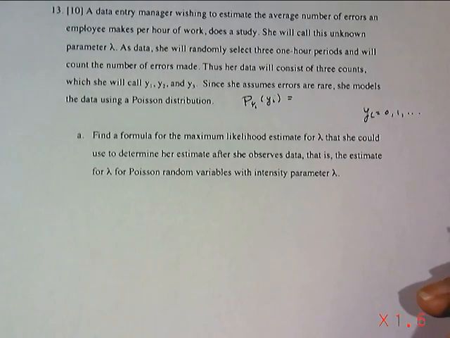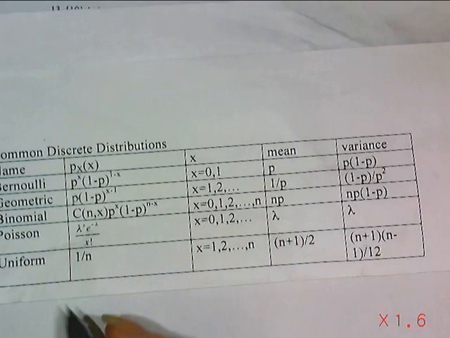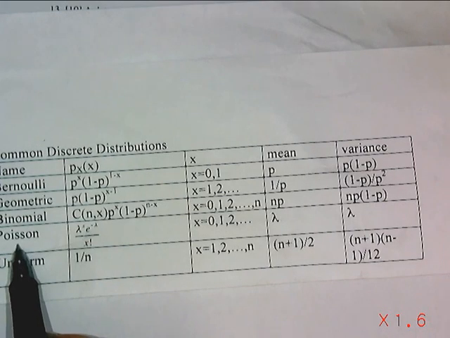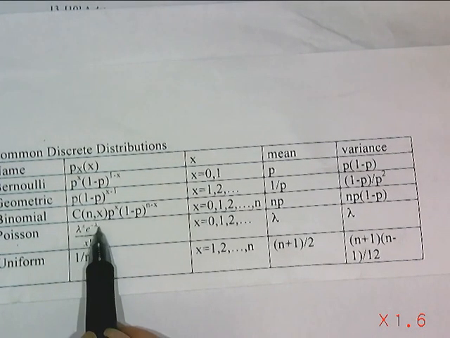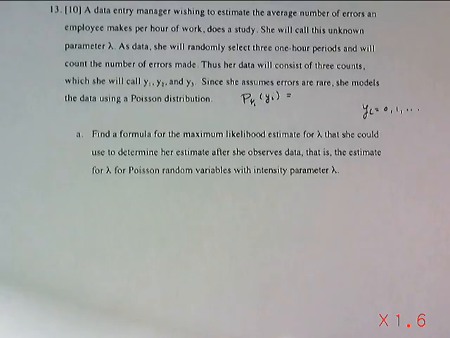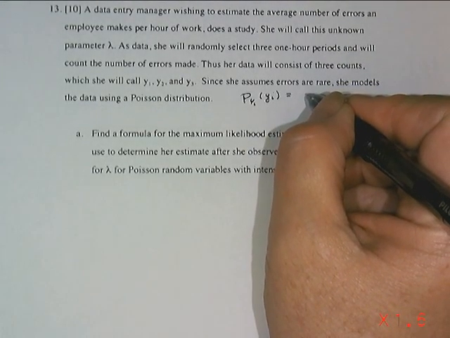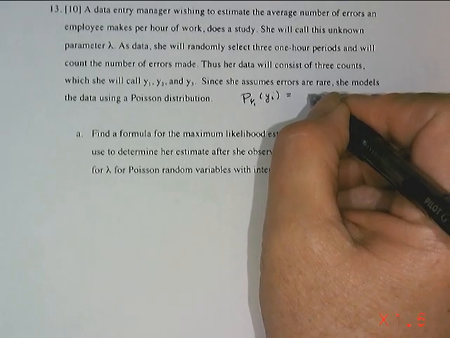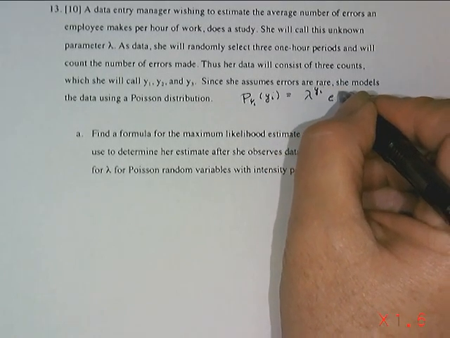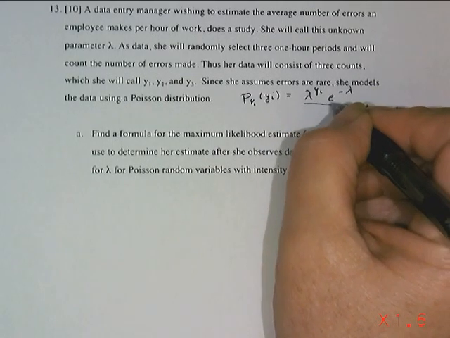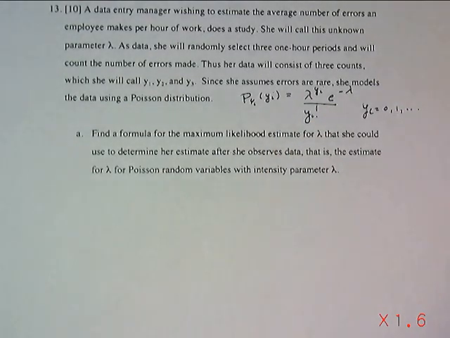And from our table, the probability of x is lambda to the x times e to the minus lambda over x factorial. So in our case, we called it yi instead. So it's going to be lambda to the yi times e to the minus lambda over yi factorial for one observation.